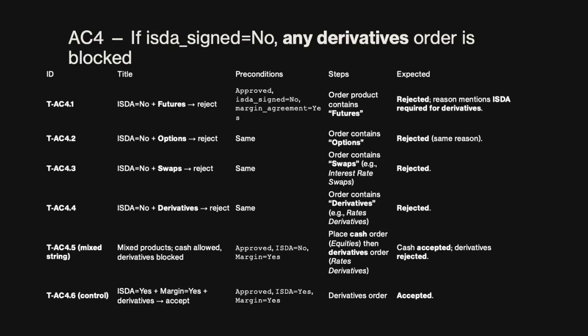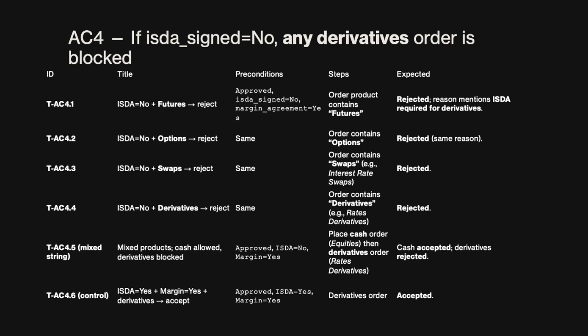We hit the common derivatives labels one by one: futures, options, swaps, e.g. interest rate swaps, and the generic derivatives tag. In every case, the order is rejected with a clear reason like ISDA required for derivatives. Test case AC 4.5, mixed string, shows a realistic portfolio.